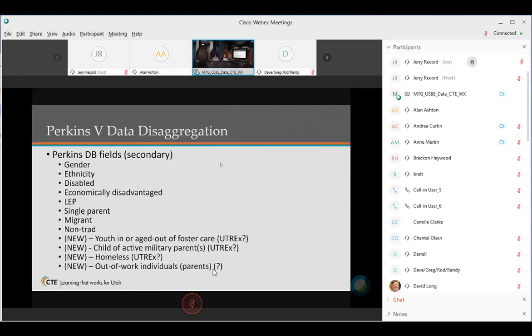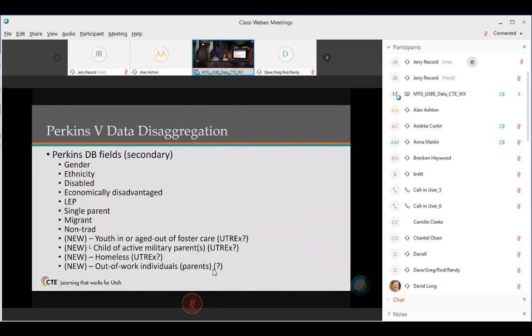Perkins 5 data disaggregation. These are the fields in which the reports are broken down, and some of them are still there from Perkins 4 and even before that, Perkins 3: gender, ethnicity, disabled, economically disadvantaged, LEP, single parent, which is only for post-secondary, and migrant, and then non-trad.